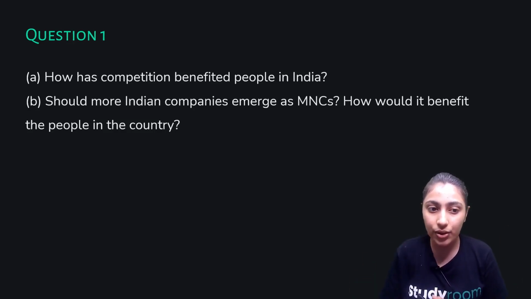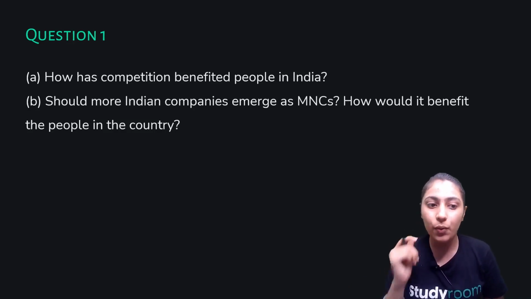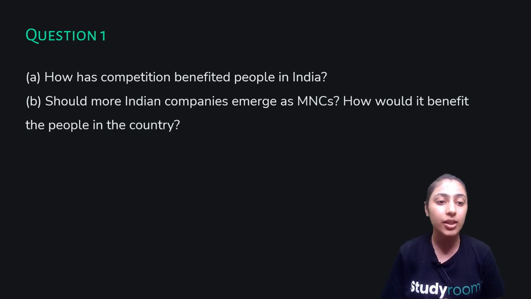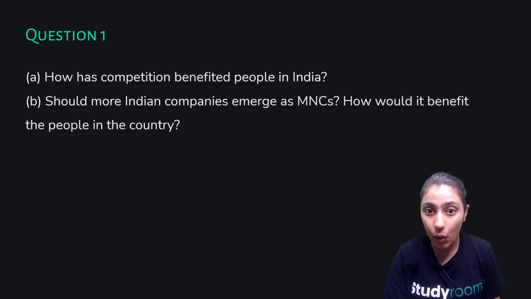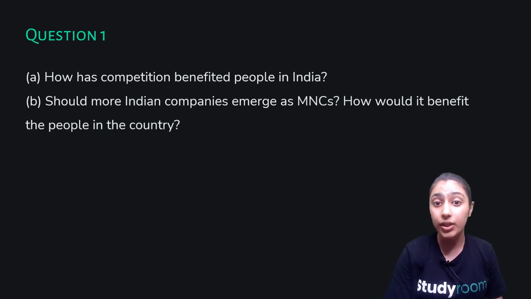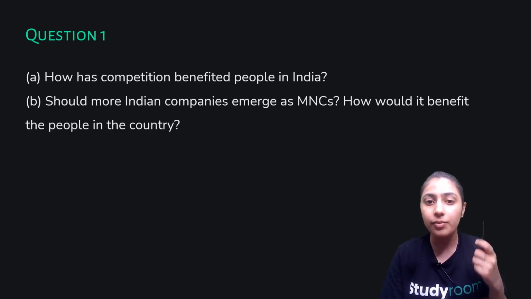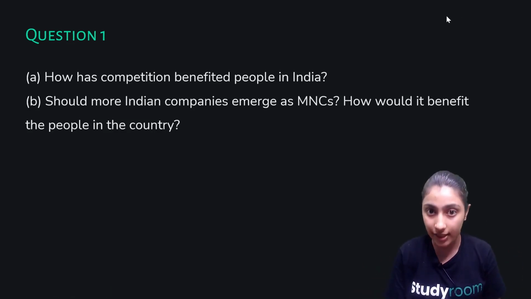Now, the second question is, should more Indian companies emerge as MNCs? How would it benefit the people in the country? So, definitely yes. More Indian companies should emerge as MNCs because in this way there will be more foreign trade opportunities. There will be more people who will get an opportunity to work in foreign locations. Apart from that, there will also be many job opportunities that will be created.